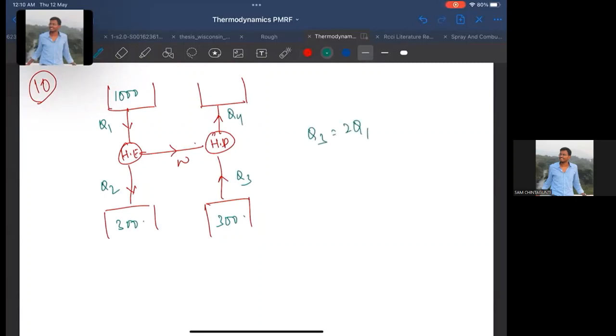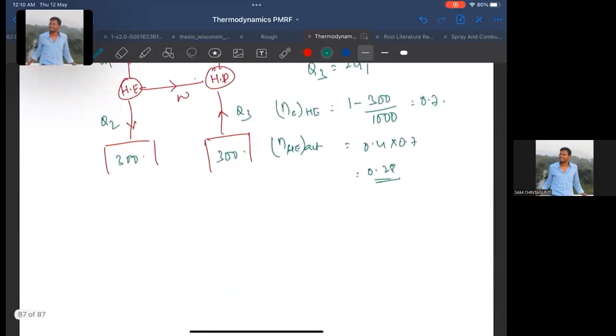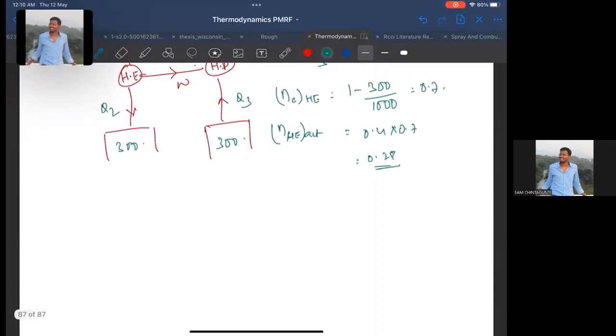If the efficiency of the engine is 40% of maximum possible, so efficiency Carnot for the heat engine is equal to 1 minus 300 by 1000, that is equal to 0.7. So efficiency of heat engine actual is equal to 0.4 into 0.7 is equal to 0.28. All right. Now let's come to the next part.